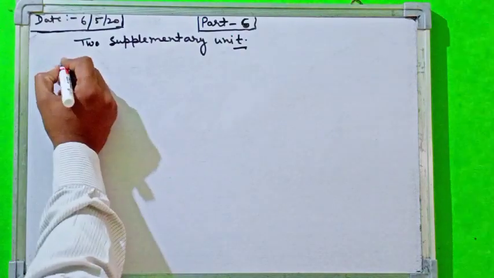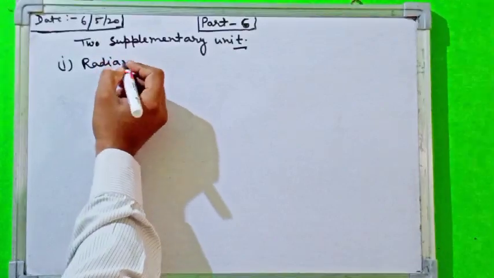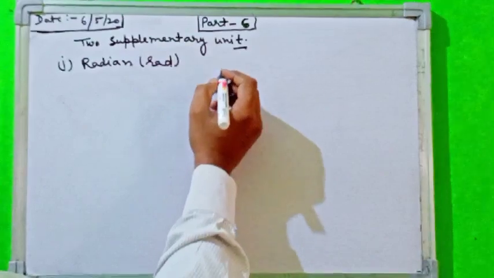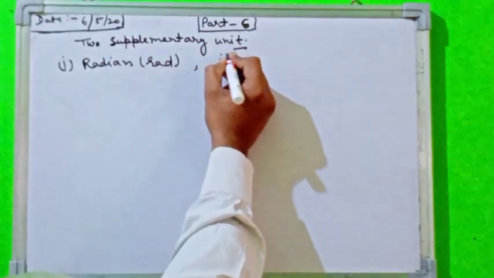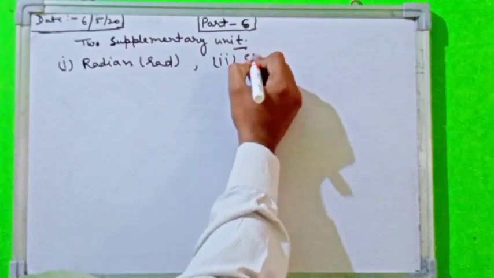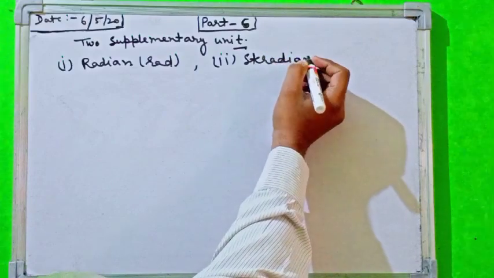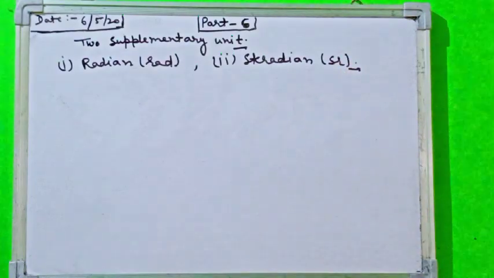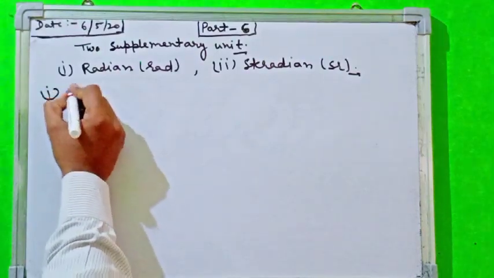are: first is radian, denoted by RAD, and the second one is steradian. Now we will define both radian and steradian one by one. So first of all, we are going to discuss radian.